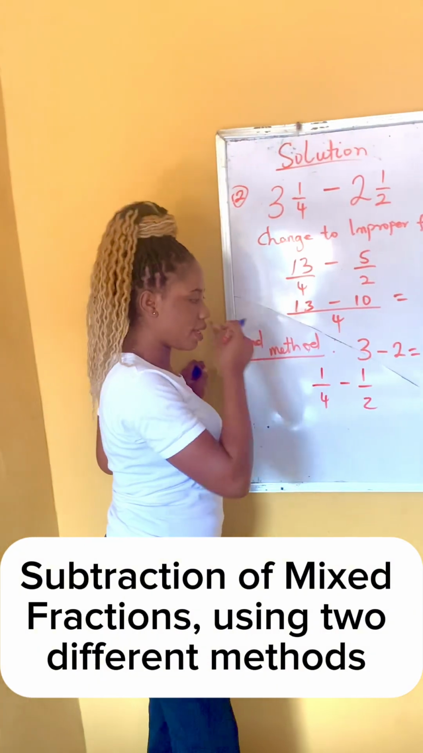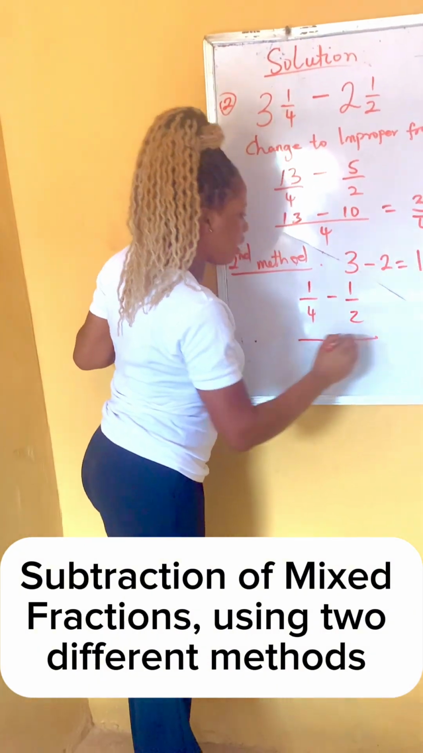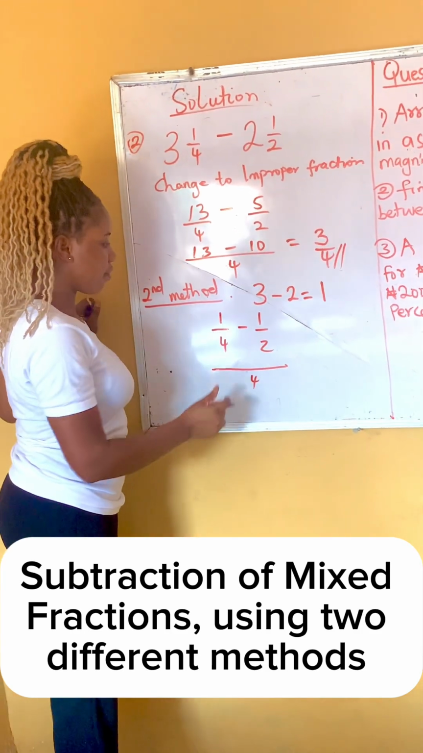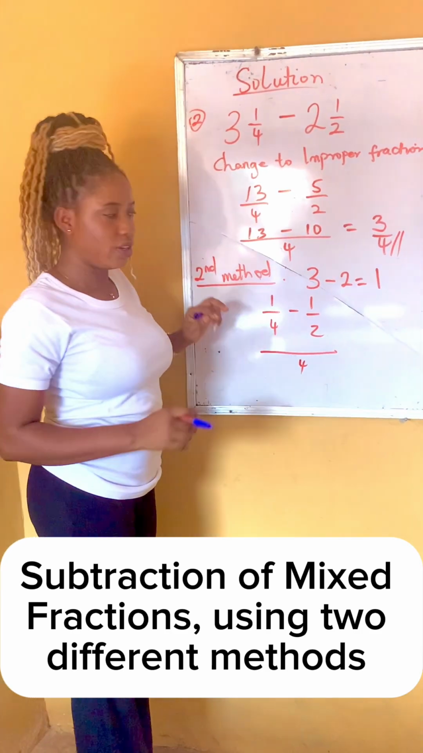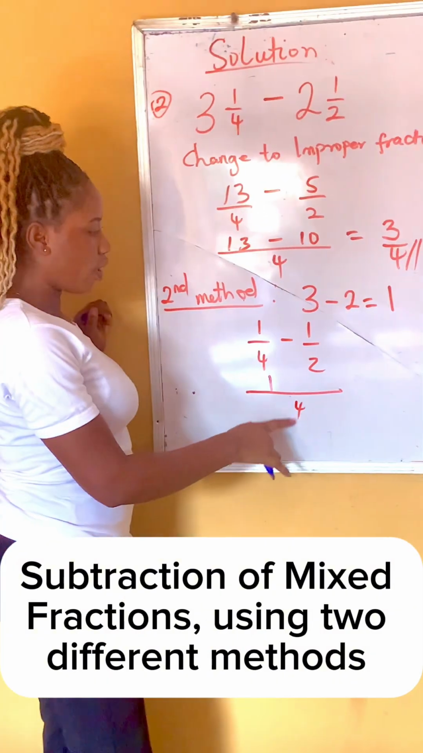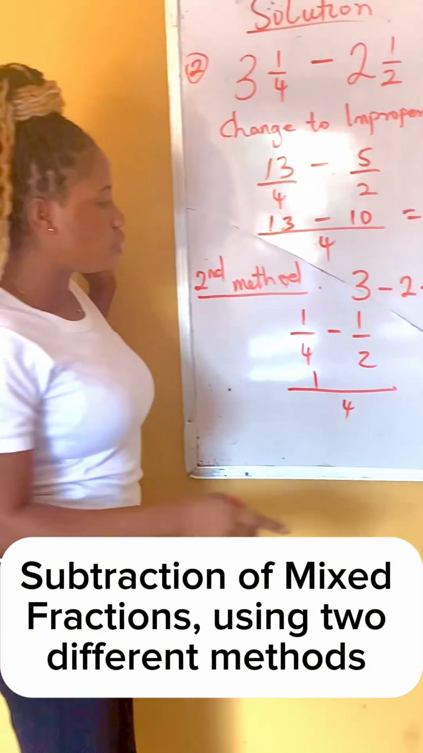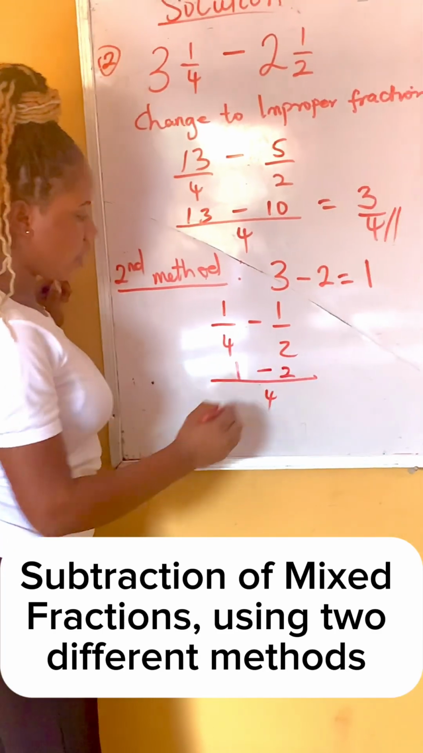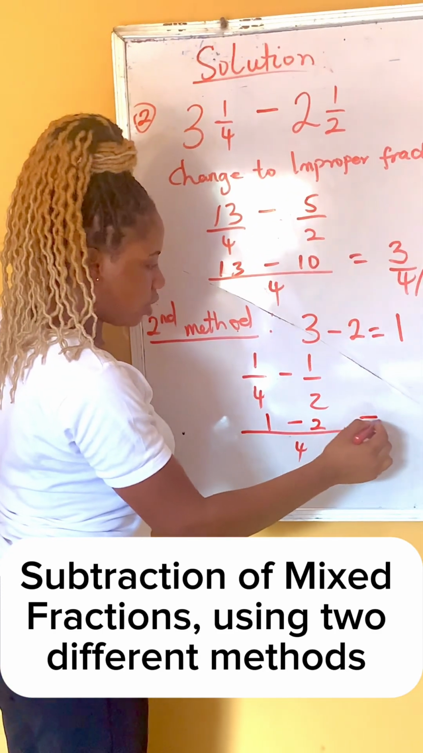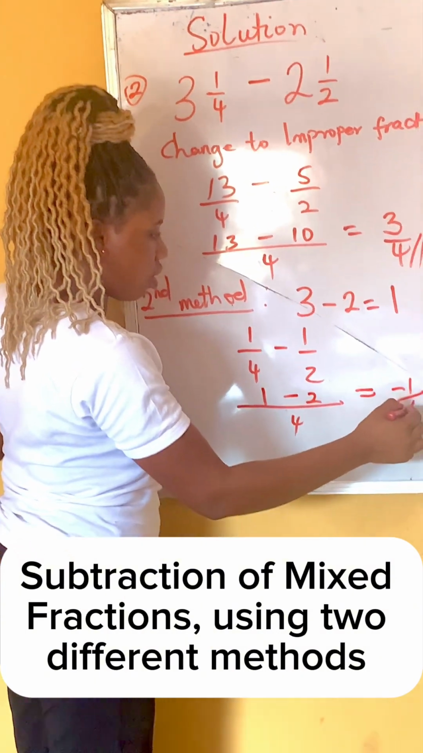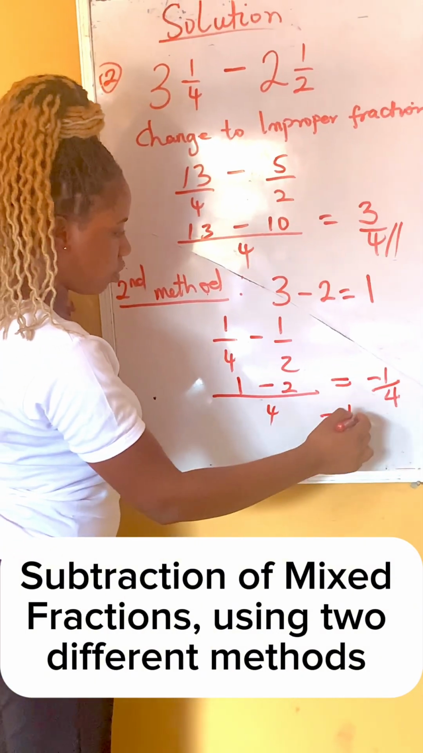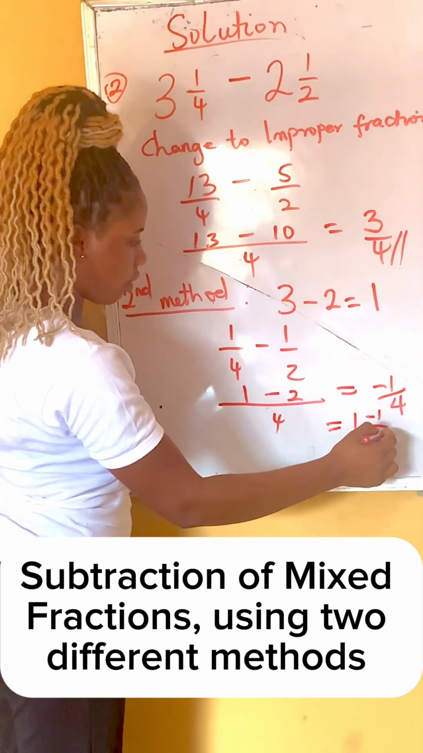So we keep this one aside. Find the LCM of this. LCM of this is 4, like we have here. 4 into 4 will give us 1. 1 times 1 will give us 1. 4 into 2 will give us 2. 2 times 1 will give us 2. So we have 1 minus 2. 1 minus 2 is what? Minus 1 all over 4, which is also 1 whole number, minus 1 all over 4.